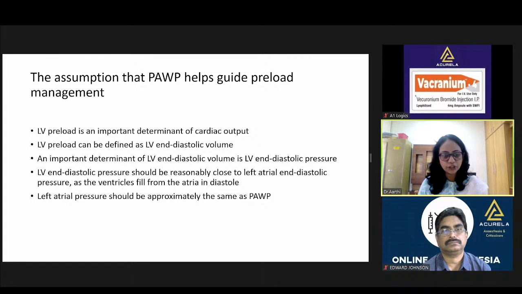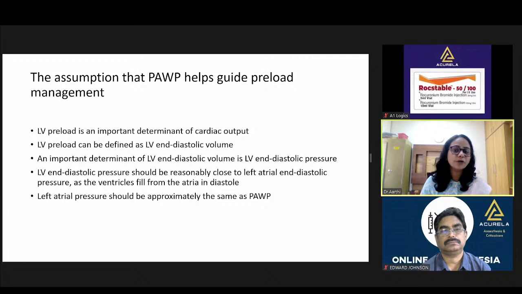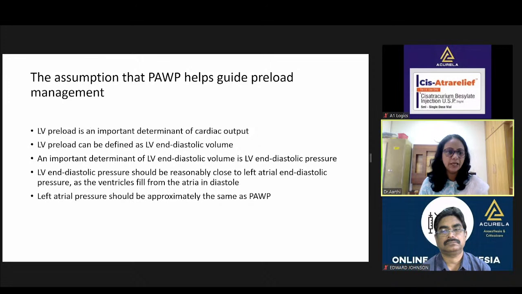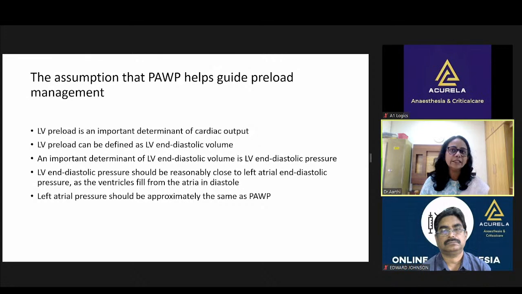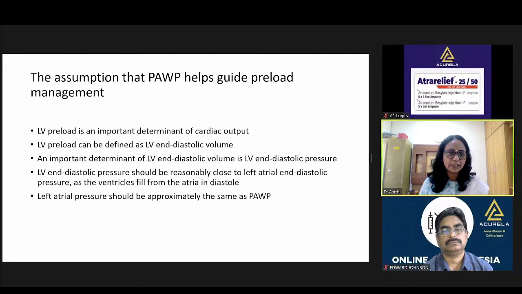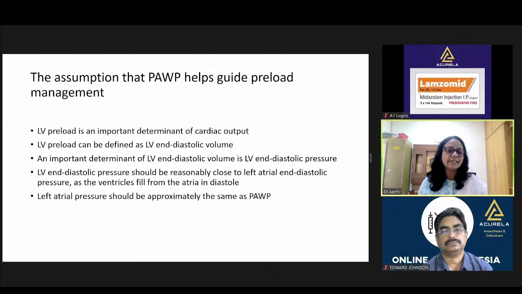Left ventricular preload is an important determinant of cardiac output. LV preload can be defined as the left ventricular end diastolic volume, and an important determinant of left ventricular end diastolic volume is the left ventricular end diastolic pressure. LV end diastolic pressure is a close reflection of the left atrial end diastolic pressure, as the ventricles fill from the atria, and we assume that both the atrial and the ventricular compliance are normal. In those scenarios, the left atrial end diastolic pressure is similar to the left ventricular end diastolic pressure. This is the preload with which the heart has to pump the blood, which directly corresponds to the cardiac output. Left atrial pressure is the pressure measured when the pulmonary arterial catheter is wedged, so it reflects the left atrial pressure.